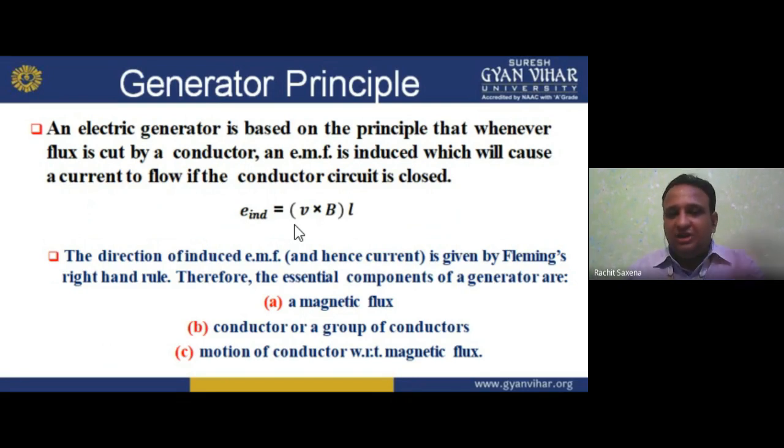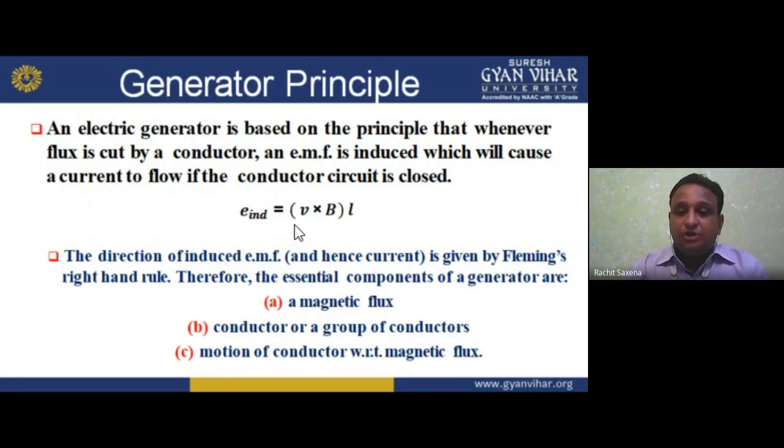Now, if I'm talking about the induced EMF, we can write it as velocity into B, the magnetic field, into length. That is the basic. But we find it with the help of E equals d phi by dt. From where? Tell me. From Faraday's law of electromagnetic induction. Now, the direction of induced EMF and hence current is given by Fleming's right hand rule. Therefore, the essential components of a generator are as follows.